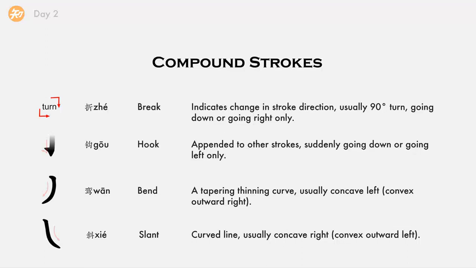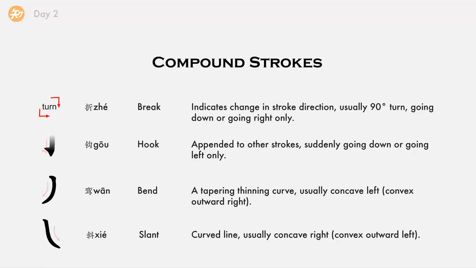The third type is bend. It's called 弯 in Chinese. It's a tapering, thinning curve, usually concave left, convex outward right. The fourth type is slant. It's called 斜 in Chinese, which is a curved line, usually concave right, convex outward left.